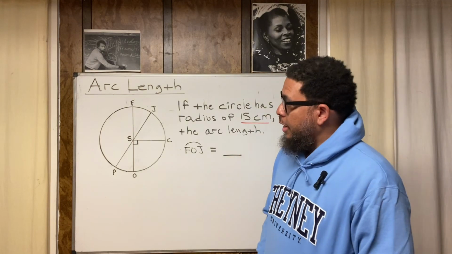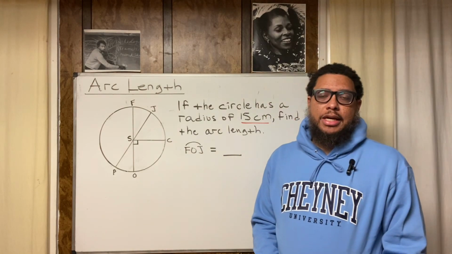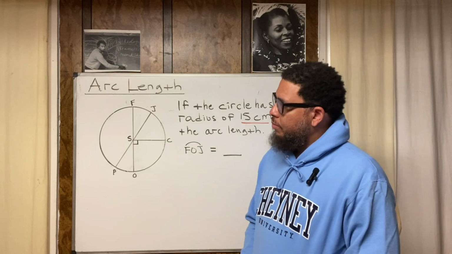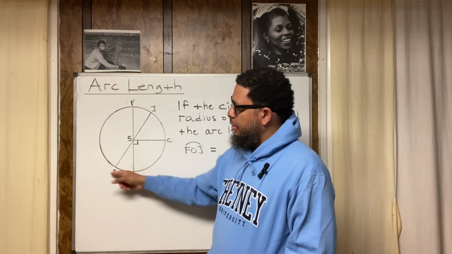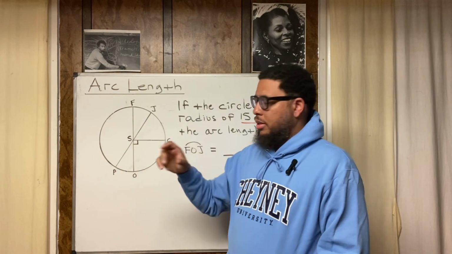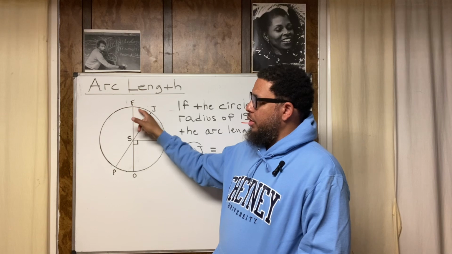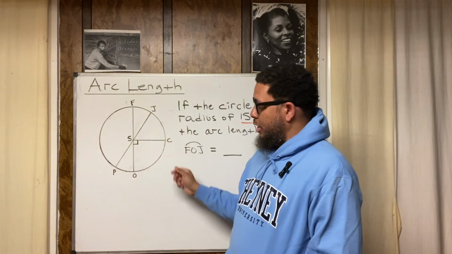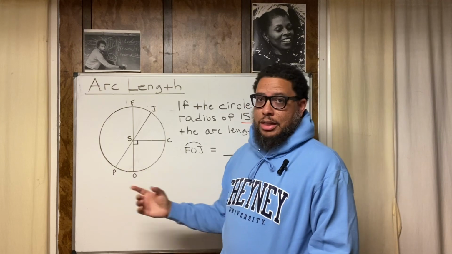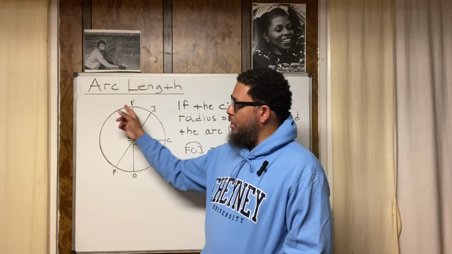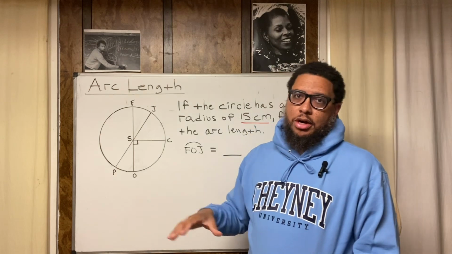Now, the topic we're covering today is arc length. Arc length. What does that mean? So if you look at this circle right here, if you break the circle down into parts, each of those parts is an arc. So from point F to point J, that's an arc. From point J to point C, that's an arc. From point C to point O, that's an arc. From point O to point P, that's an arc. From point P to point F, that's an arc. Those are all arcs.